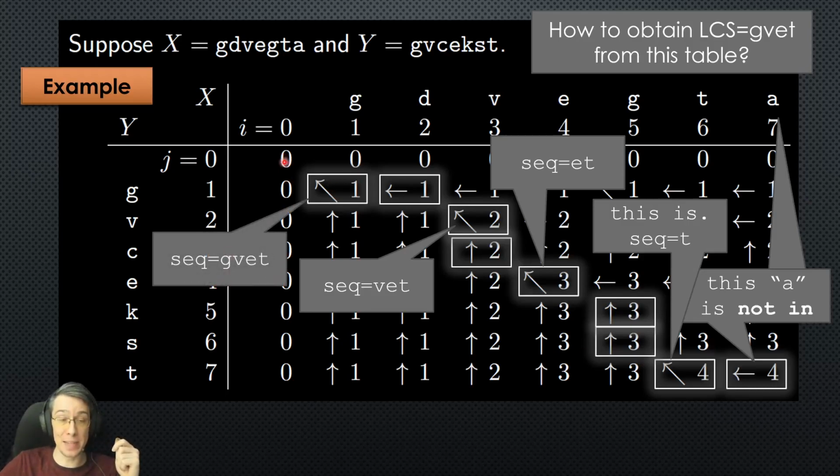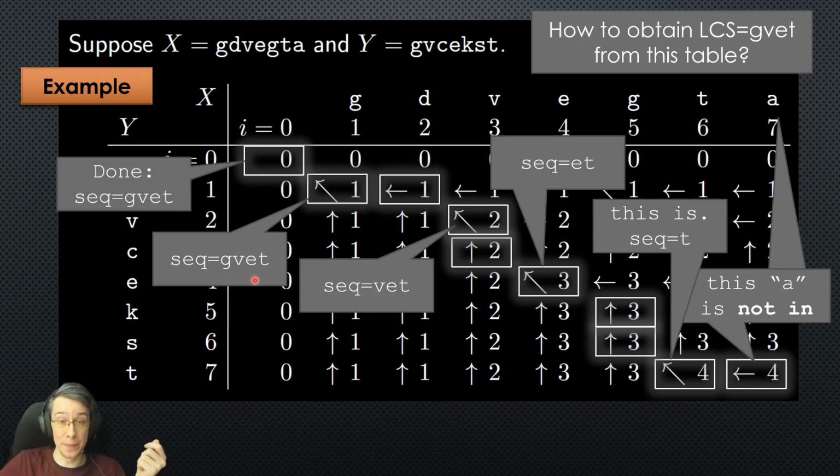Finally, we end up in a base case. If we end up in the first row or the first column, like the 0th row or the 0th column, then we're done because one of the two strings is empty at that point. Okay, so in the end, our LCS is GVET, as it should be.